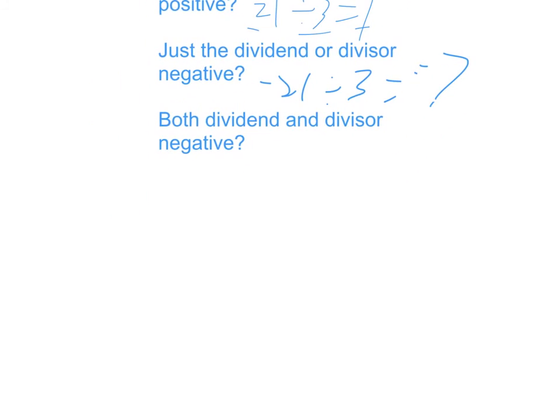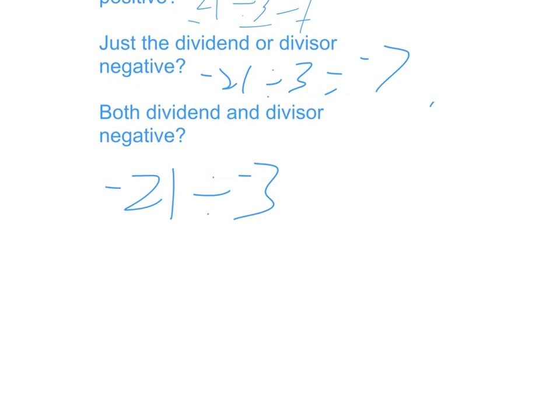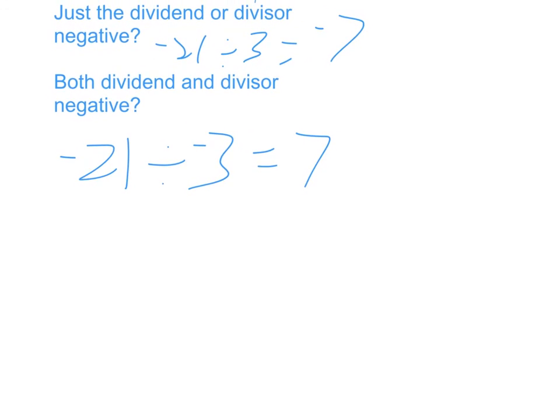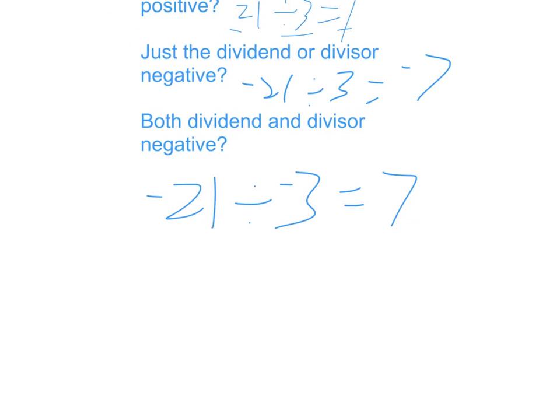And then finally, both the dividend and divisor are negative. So negative 21 divided by negative 3. In order to get a product of negative 21, I had to multiply negative 3 by a positive 7. So positive 7 times negative 3 is negative 21. So in this case, when both my dividend and divisor are negative, my quotient seems to be positive. And again, we're talking here about how to divide integers through what we know about multiplication and using fact families.